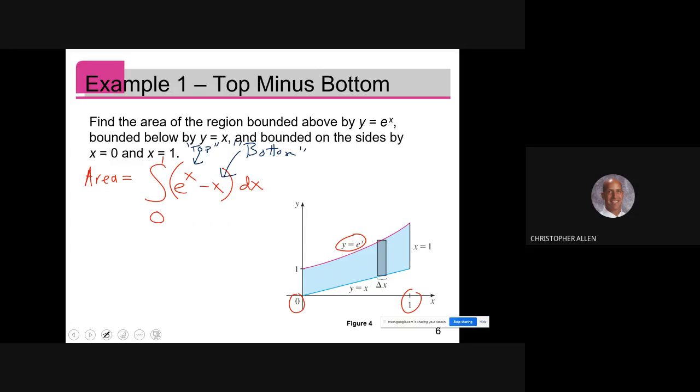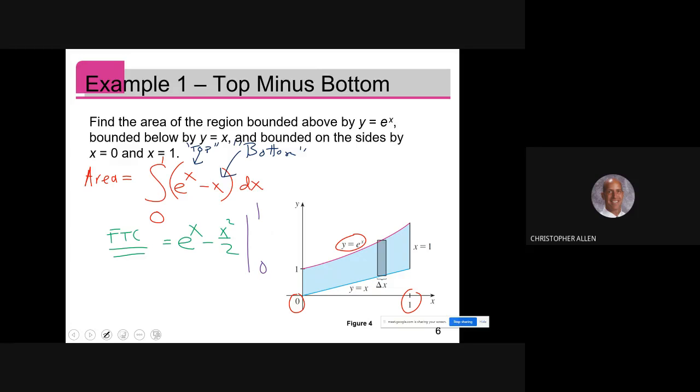And now we just integrate. Okay, so we're going to use FTC now. What is the antiderivative of e to the x? It's e to the x. I hope you know that. What is the antiderivative of x? X squared divided by 2. You got it. X squared divided by 2. And then we just need to evaluate that from 0 to 1.